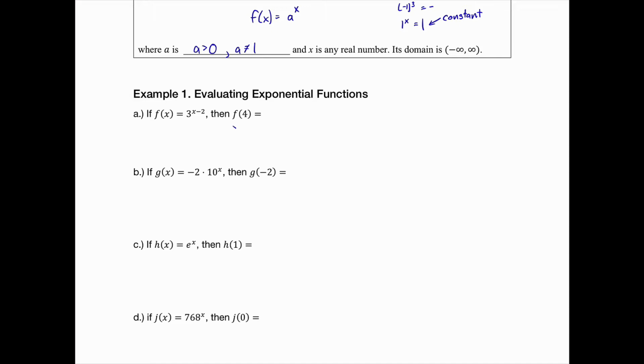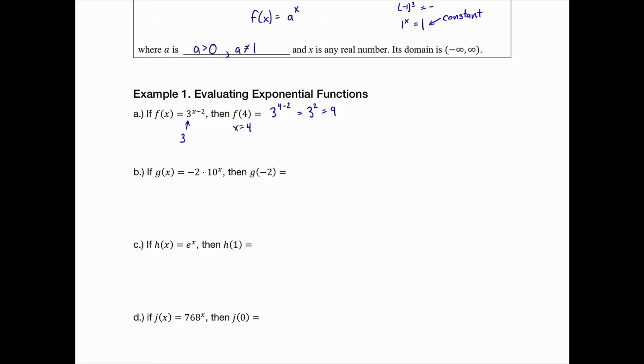In this first one, we're letting x equal to 4. And we have a base of 3. So if we substitute in the 4, we have 3 to the 4 minus 2. And again, that minus 2 is going to be causing some transformations, which we'll look at soon. But we'll simplify in the exponent to get 3 squared, which is just 9. So in this case, f of 4 is equal to 9.